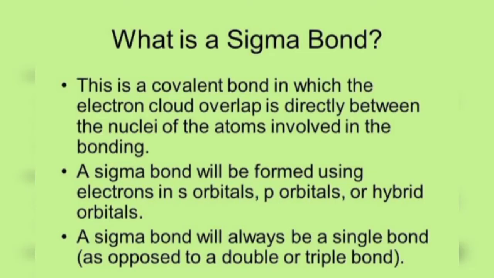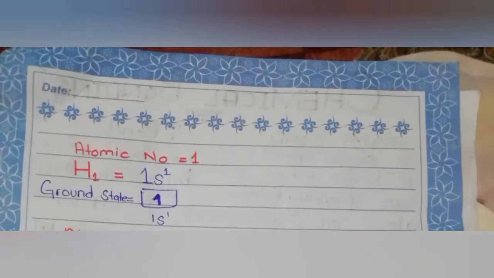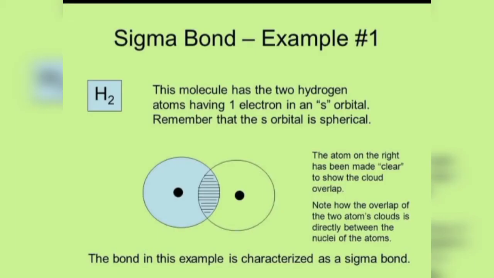First, we discuss the sigma bond. A sigma bond is a covalent bond in which the electron cloud overlap is directly between the nuclei of the atoms involved in the bonding, as we discussed earlier. A sigma bond will form using electrons in an s orbital, p orbital or hybrid orbital. A sigma bond will always be a single bond. Before going to discuss the example, first we have to take the electronic configuration of the hydrogen atom, as it has only one electron in its outermost shell.